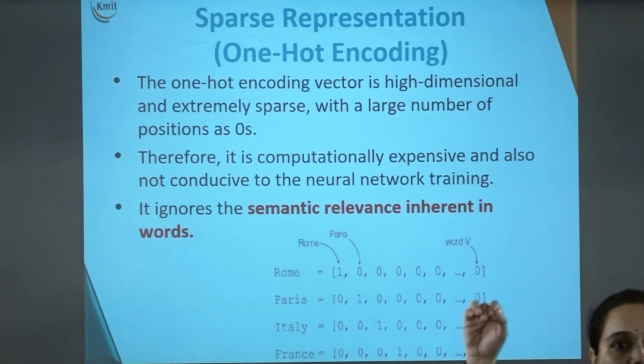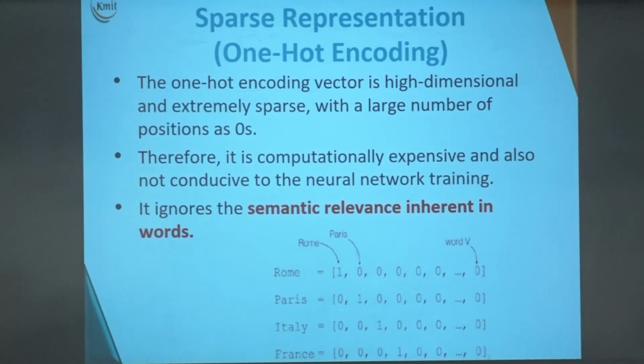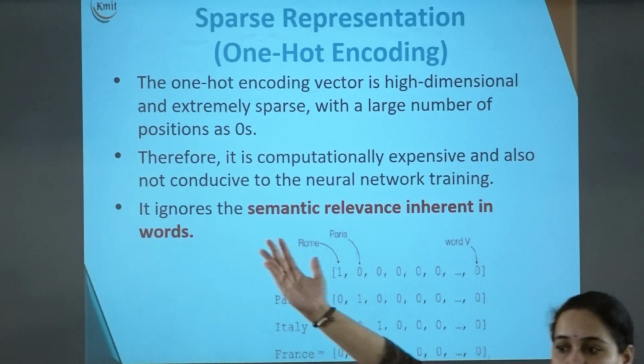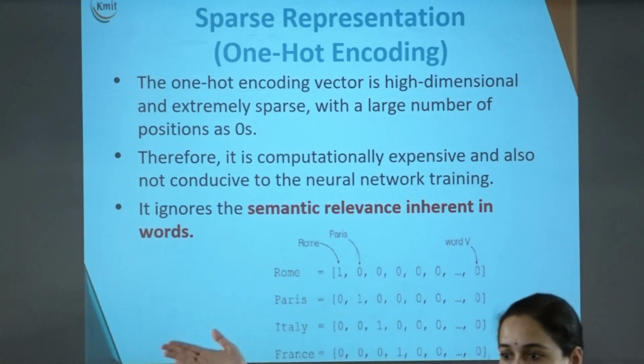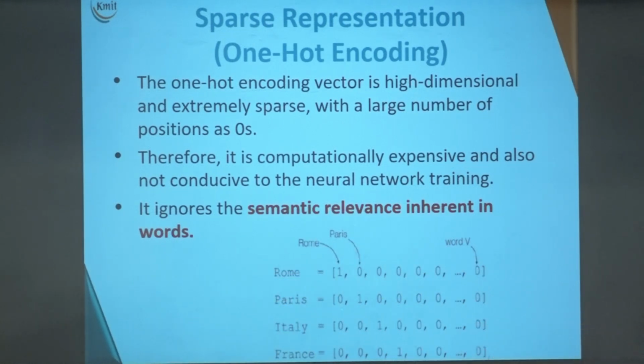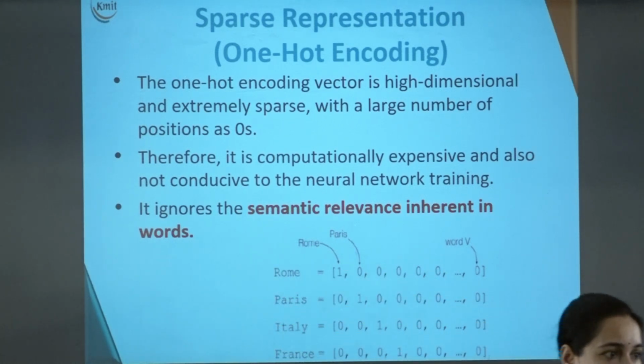Let's say I have decided my vector length to be 10. Now for every word, one-hot encoding will take a significant position of 1. Let's say it starts from the MSB side. For Rome it starts like 1 and all zeros. For Paris, the first position of 1 is already taken by Rome, so 0, then the next significant position of 1, and then all zeros. Then Italy, 0, 0, 1 and all zeros. So like that in the sequence.